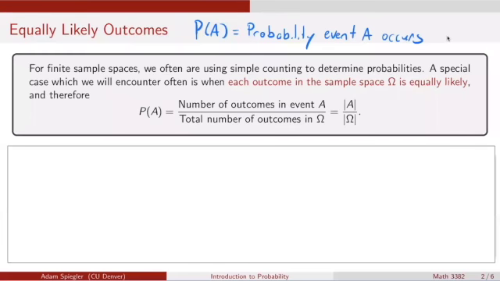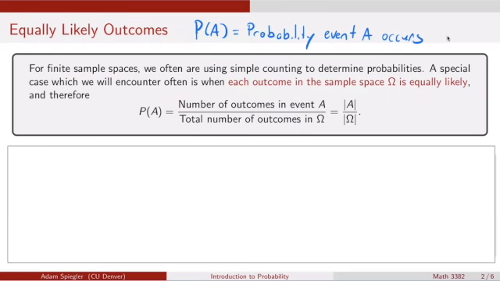Okay, now that we've talked about sample spaces and events, next we can work with some probabilities and calculate the probability that a certain event would occur. So in probability, we use the notation P(A) to denote the probability that event A would occur. And in the case that we looked at on the previous slide with rolling a six-sided die, we had a finite sample space. There were only 6 possible outcomes.